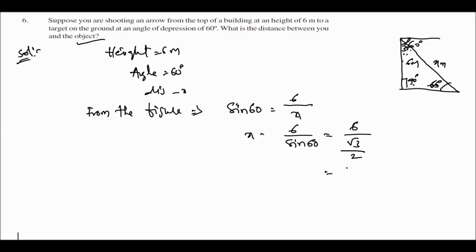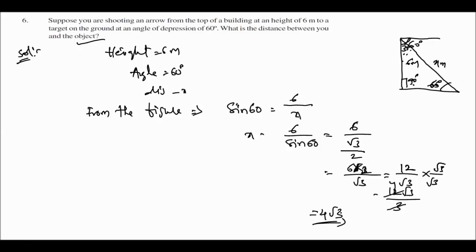So 2 will go upside, and 6 into 2 divided by root 3. 6 twos are 12. 12 by root 3. So root 3 into root 3, it will become 12 root 3 by 3. 3 fours are 12, so it is equal to 4 root 3. This is the answer. Okay, here 4 root 3 is the answer.